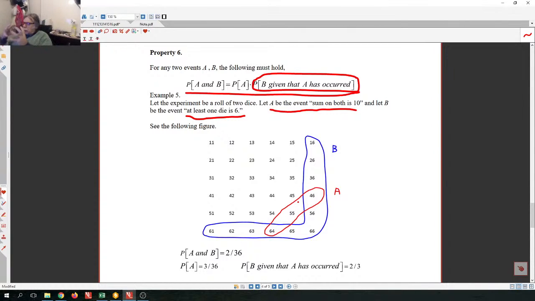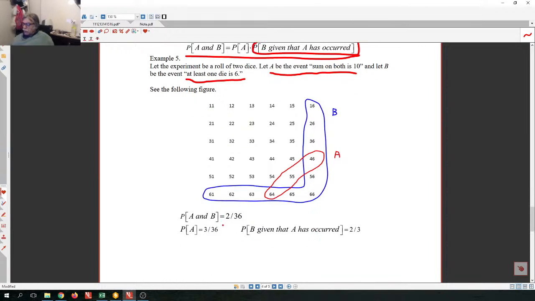The whole sample space has now been reduced to A. What's the chance you're going to have at least one 6? Well, you can have either this or this: 2 out of 3. And this probability we already said is 3 out of 36. Now if you multiply these two, you get exactly this one. You can try it. Multiply 3 out of 36 times 2 out of 3, and if you know something about fractions, you can cancel and you end up with 2 out of 36.